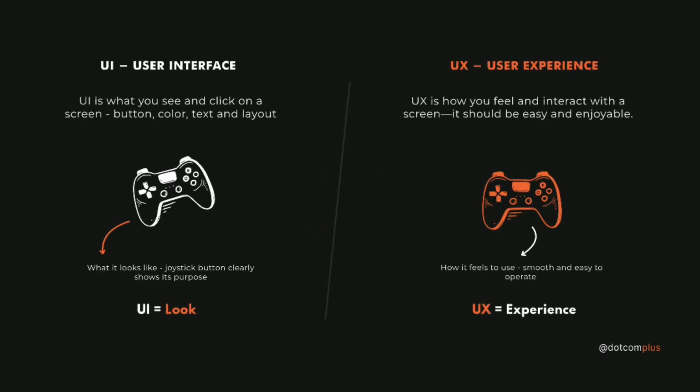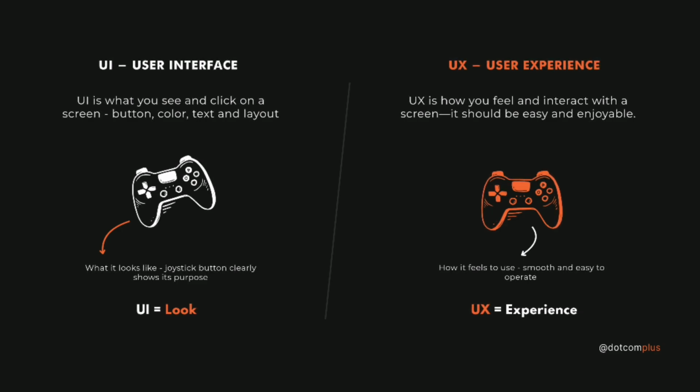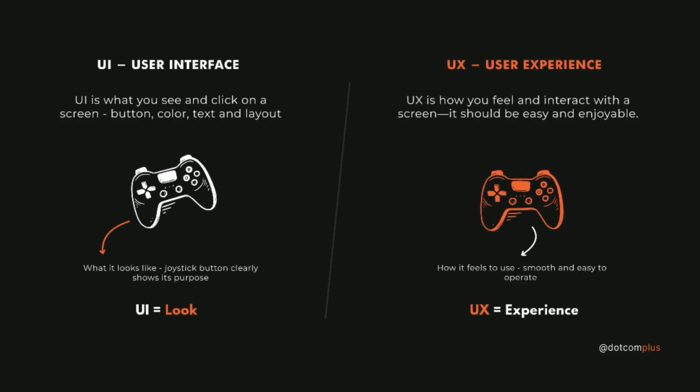What is UI? UI stands for User Interface. It's what you see and click on the screen, like buttons, color, text, and layout. For example, a joystick button shows which action goes with which button. That means UI is all about how it looks.